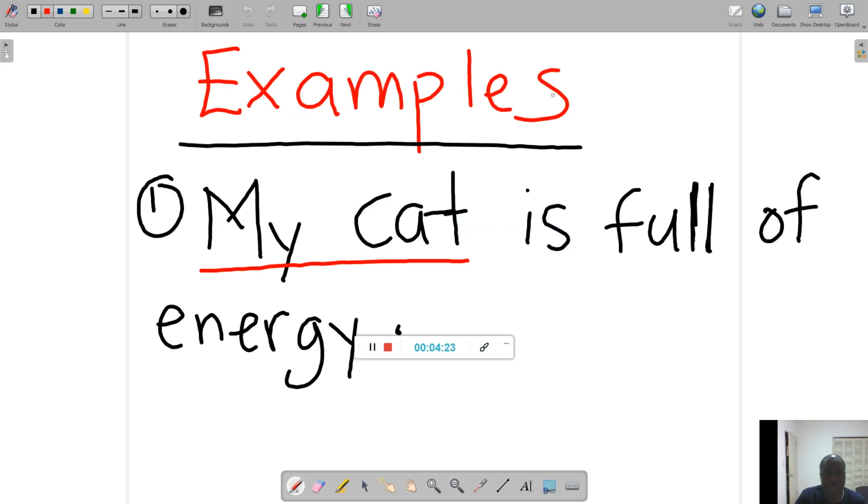Let's look at examples of subject in a sentence. Our first sentence is, my cat is full of energy. Okay, my cat is full of energy. So my cat becomes the subject. What are we talking about? What is the conversation pointing to? My cat. So my cat is the subject.